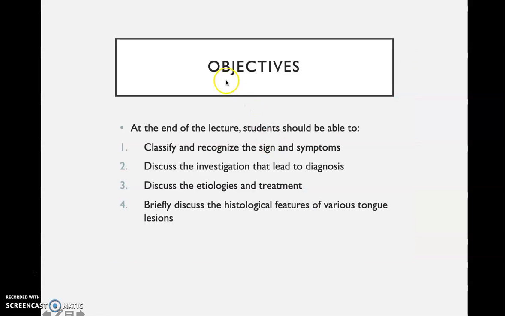Okay, so what are the objectives that we are going to learn? You have to know how to classify and recognize the signs and symptoms when the patient has any lesions on the tongue, the investigations that lead to the diagnosis, the etiologies and treatment, and briefly the histological features. For the diagnosis, if it's complicated, just give the differential diagnosis. But if it's straightforward, then you have to know the final diagnosis.